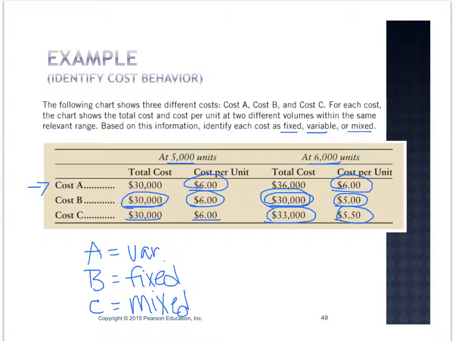So thus A is an example of variable. Our cost per unit stayed the same. B was fixed. Our fixed costs stayed the same. And then C was mixed, and it was a variety of the two, or a combination of the two.